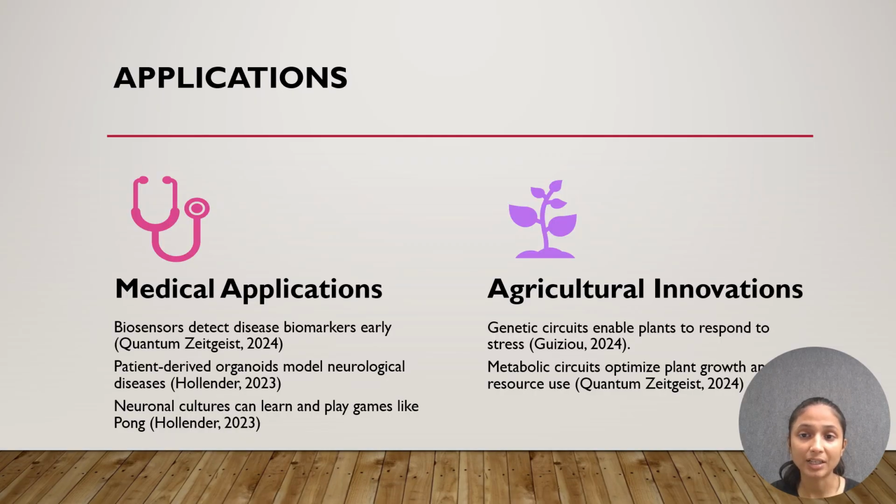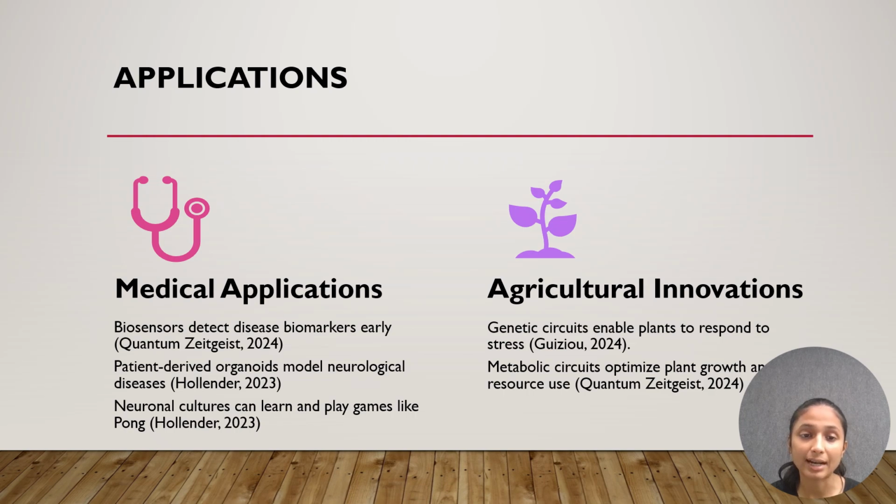Biocomputing has practical applications in medicine and agriculture. In medicine, biosensors created from genetic circuits allow highly sensitive detection of disease biomarkers, enabling early diagnosis and personalized treatments. Brain organoids derived from patient cells model neurological diseases like Alzheimer's, providing a better platform for drug testing compared to animal models. Interestingly, cultured neurons have demonstrated adaptive learning by playing video games such as Pong, highlighting their computational potential.